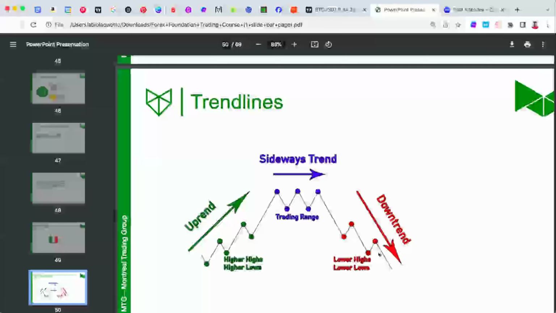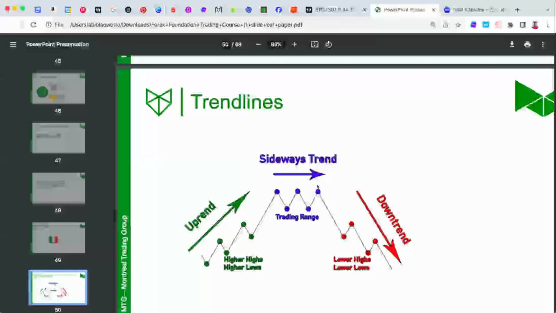So it's moving, creating lower highs and lower lows. Here the uptrend is creating higher highs and higher lows. For the sideways trend, the market is trading in a range, right? It's actually not making that much movement.